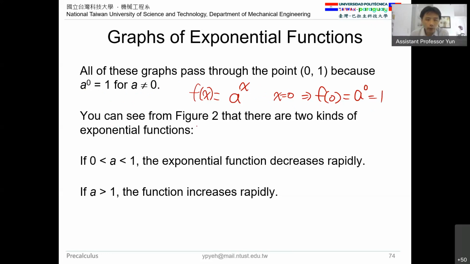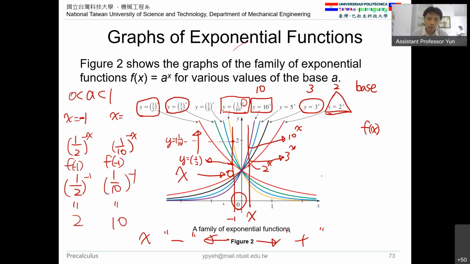You can see from these figures that there are two kinds of the exponential. So you can see when a was between 0 and 1, the exponential function will decrease rapidly. Okay. When a was larger than 1, then the function will increase rapidly here, which will be this region where a is larger than 1. When a was between 0 and 1 here, okay, so the graph will be similar like this.